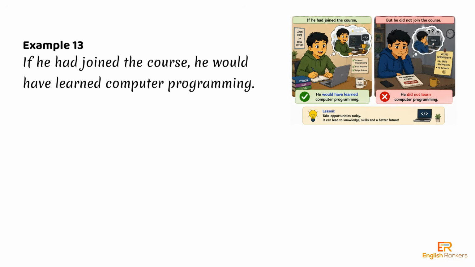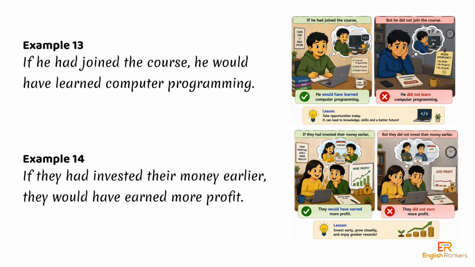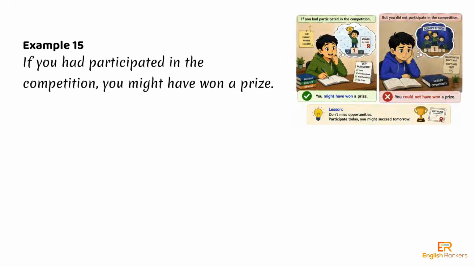Example 13. If he had joined the course, he would have learned computer programming. He did not join the course, so he did not learn it. Example 14. If they had invested their money earlier, they would have earned more profit. They did not invest earlier, so they missed the opportunity. Example 15. If you had participated in the competition, you might have won a prize. You did not participate, so you had no chance of winning.